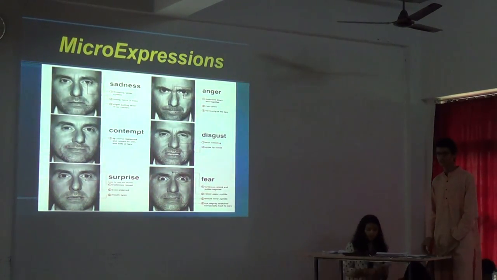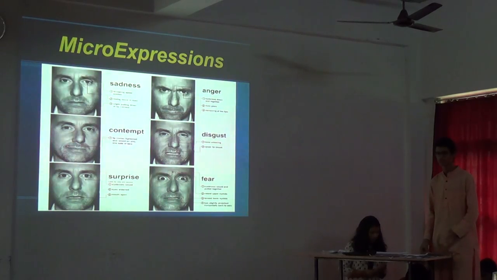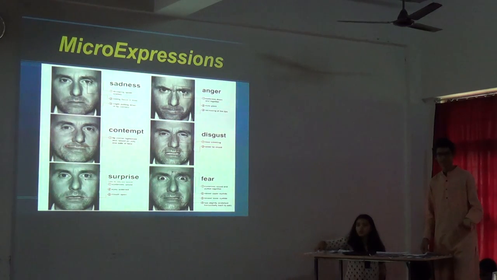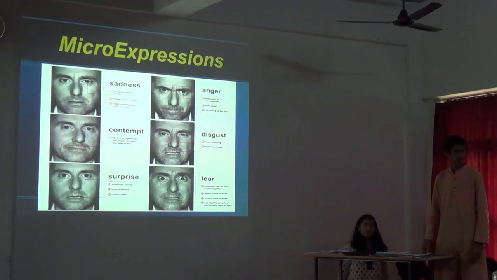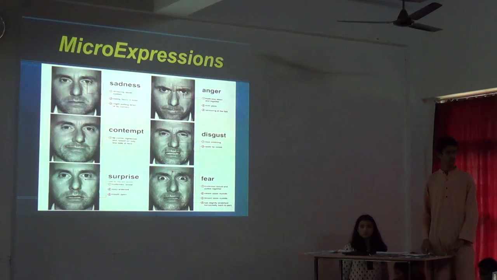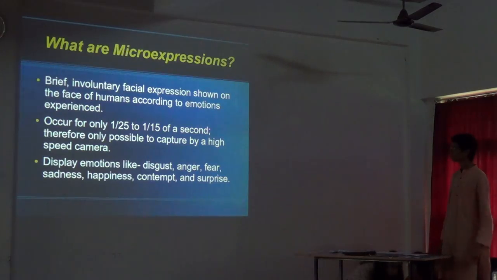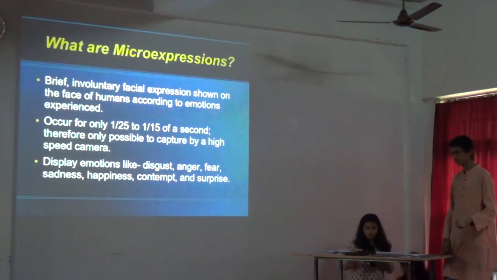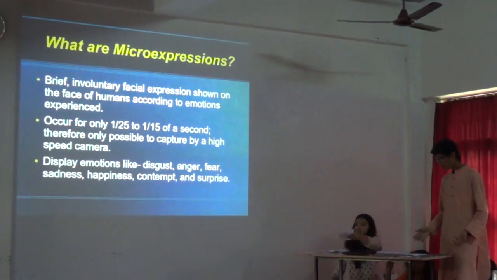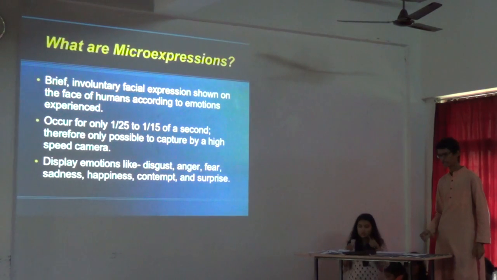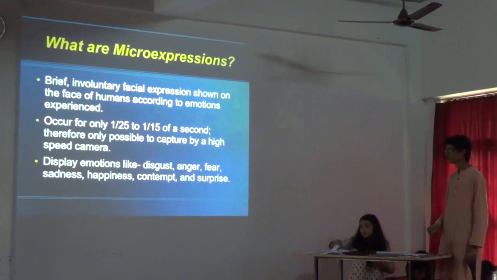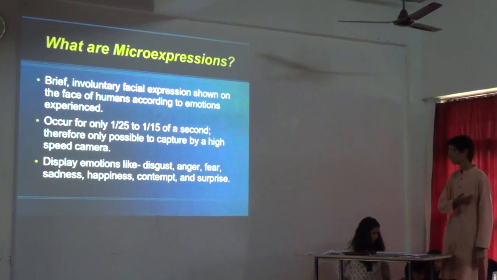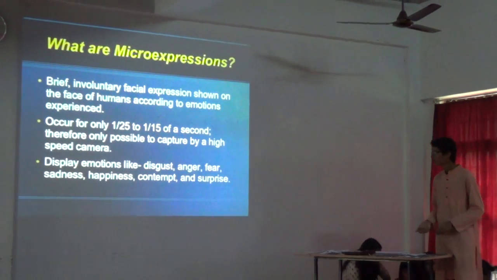So anyone has any guesses what are microexpressions? Expression that comes in flash or second, which you people generally can't see. Yeah, that's right. So microexpressions are brief, involuntary facial expressions that are shown on the faces of humans according to the emotion that they are experiencing at that particular moment. So it's a genuine emotion. They occur for only 1/25th or 1/15th of a second. So, like you mentioned, it's a very quick reaction.